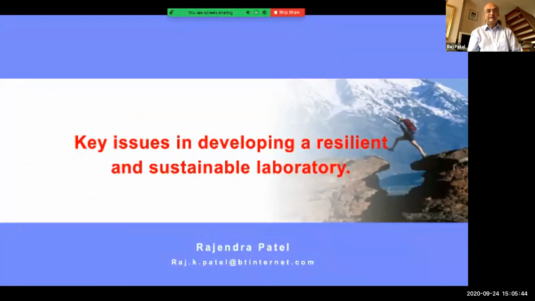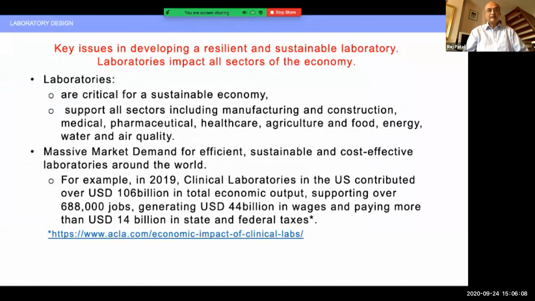Okay, welcome everybody to this meeting. I think in terms of developing a resilient laboratory, the first thing I would say is that the problems are international, they're global. All countries, developed, emerging economies, and developing countries, we all face similar problems. We all know that laboratories are critical for a sustainable economy, and they support many different sectors of the economy. One good example, apart from the ones that I have already listed on this slide, is we all pay taxes. We pay tax for the beer we drink, we pay tax for the fuel we use in our cars, and even those need to be monitored in laboratories and underpinned by laboratories.